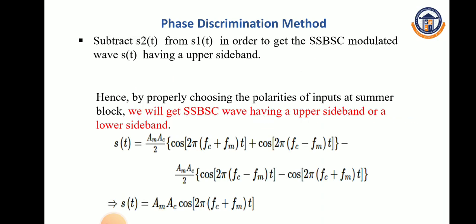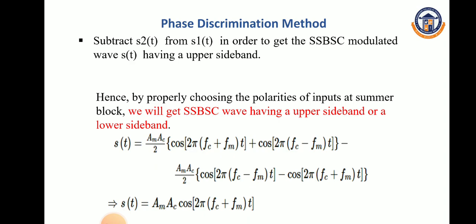If we take the difference of the outputs from the upper product modulator and the lower product modulator, S2 of t and S1 of t, we get the SSB-SC modulated wave S of t having the upper sideband. Hence, by properly choosing the polarity of the inputs to the summer block, we get the SSB-SC wave having the upper sideband or the lower sideband.